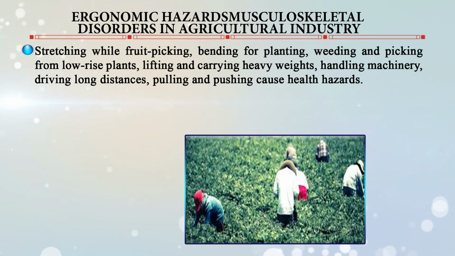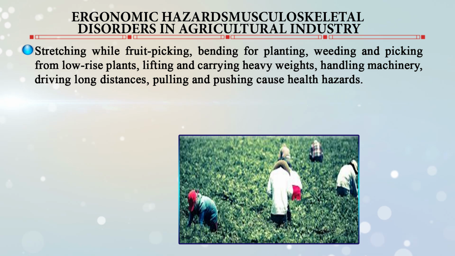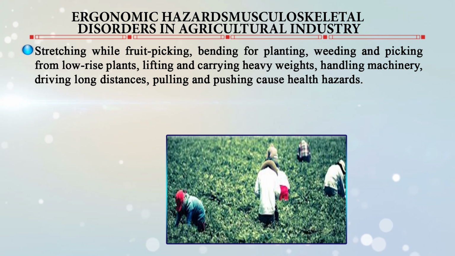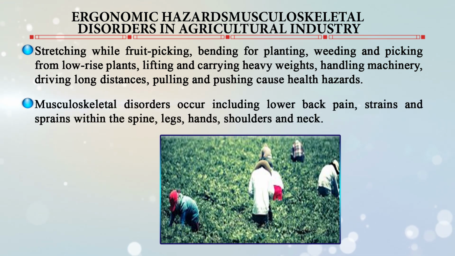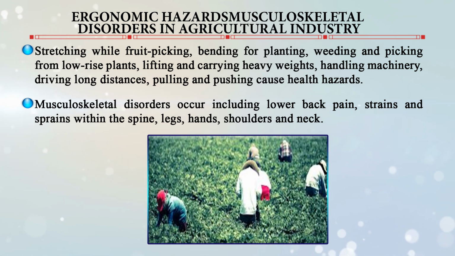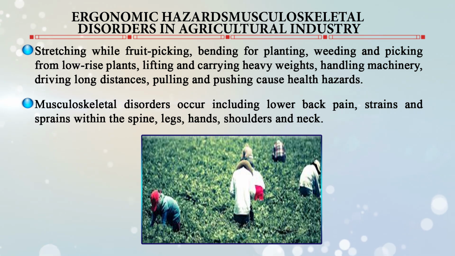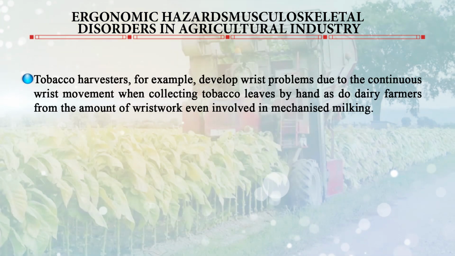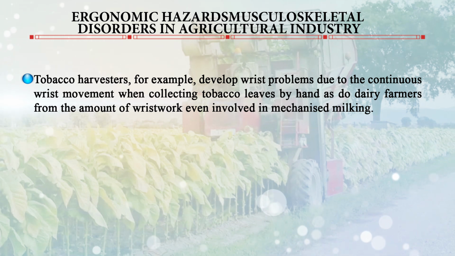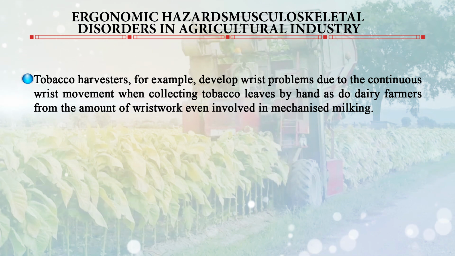Then lifting and carrying the heavy weights, handling machinery, driving long distances. Okay, this also is an important factor. Pulling and pushing, this can also cause the health hazards. So therefore, musculoskeletal disorders occur, including the lower back pain, strains and sprains with the spine, legs, hands, shoulders and the neck. Tobacco harvesters, for example, can develop the wrist problem due to continuous wrist movement when collecting the tobacco leaf by hand, and the same way dairy farmers also, as I discussed earlier, can get the wrist affected when they are involved in the mechanized milking process also.